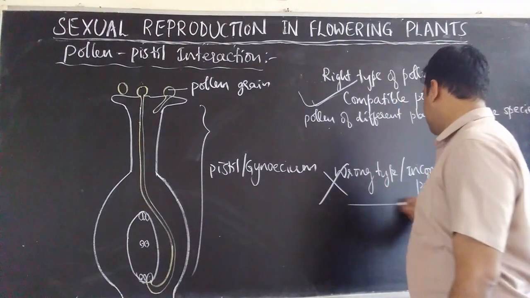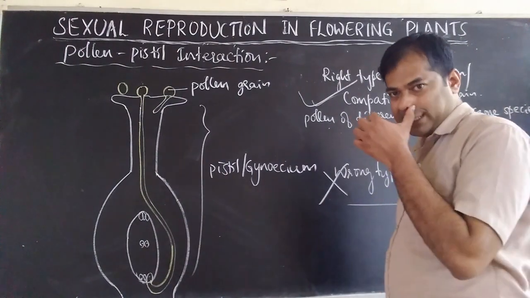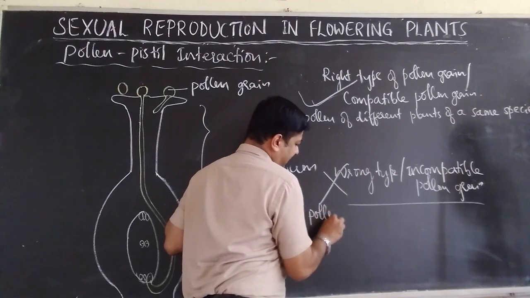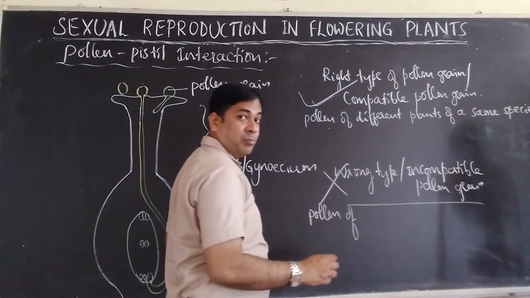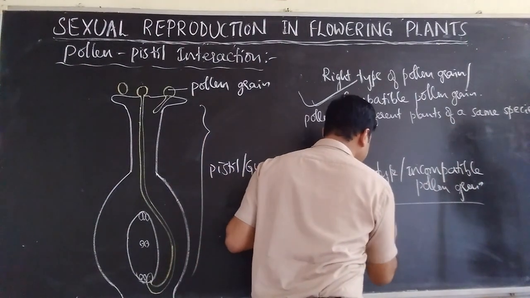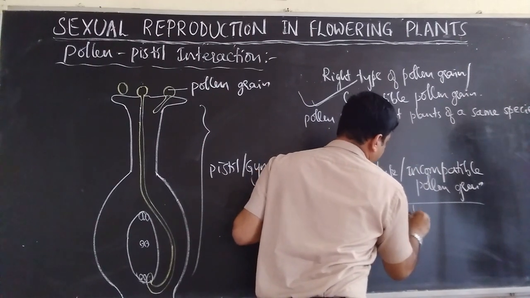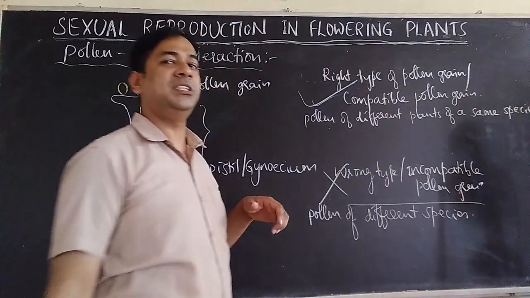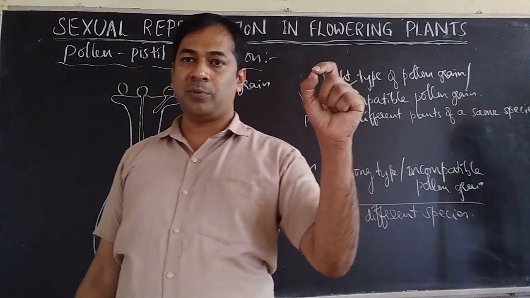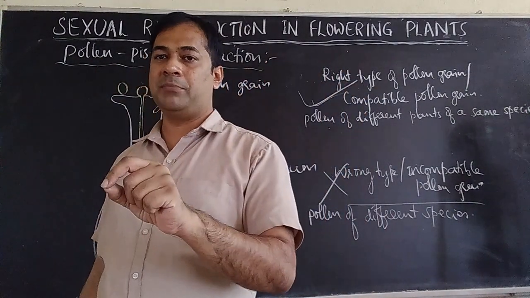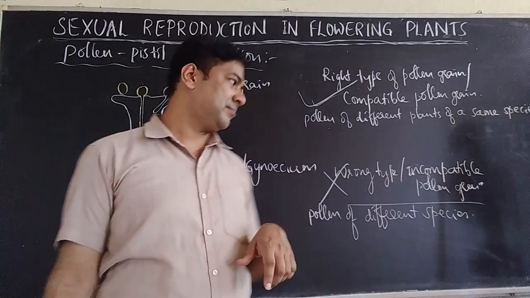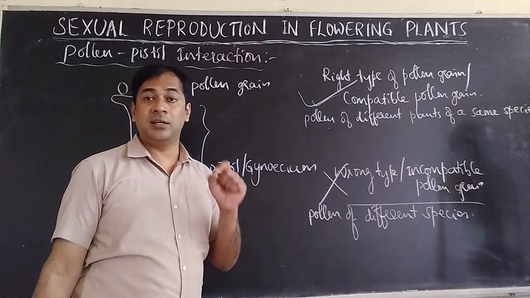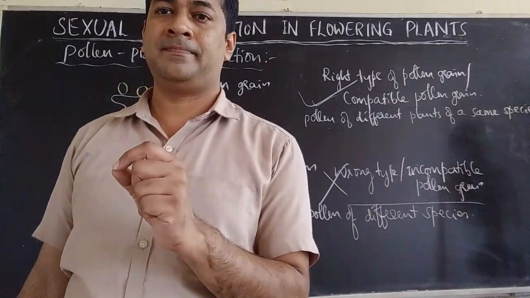What is the wrong type of pollen grain? Already we have learned in the last class. The wrong type of pollen grain is pollen of a different species, pollen grains of a different species of plant. Like if jackfruit pollen grains fall on a mango stigma, then germination doesn't happen. Then one more wrong type of pollen grain, very important, is pollen grains of the same flower.